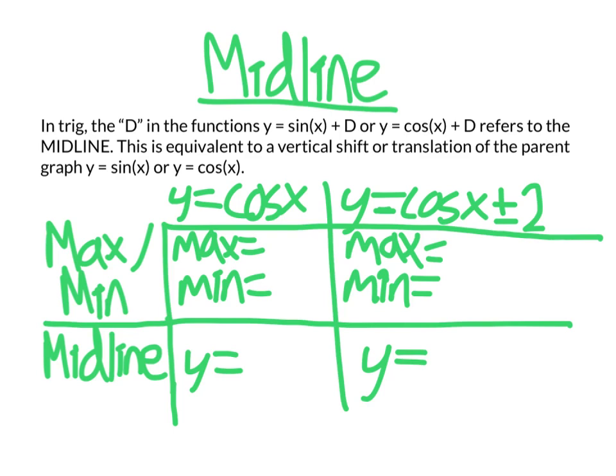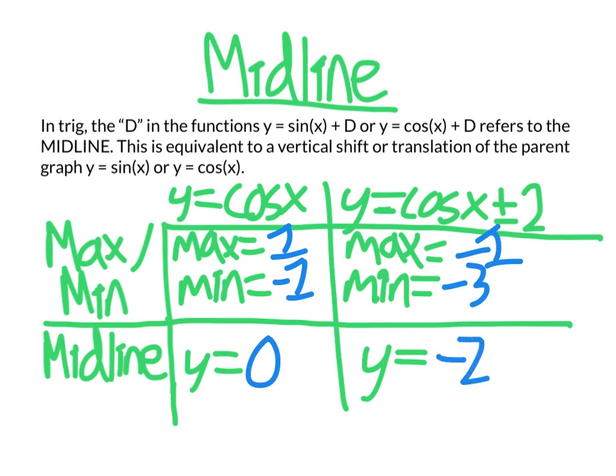So with y equals cosine of x, we know that the max is at 1, and the min is at negative 1, so therefore the midline is at 0. For y equals cosine of x minus 2, the graph is shifted 2 units down, so the maximum becomes negative 1, the minimum becomes negative 3, and the midline becomes negative 2. And finally, for y equals cosine of x plus 2, we know the graph is shifted 2 units up, so the max becomes 3, and the minimum becomes 1, sorry, meaning that the midline would be at 2.